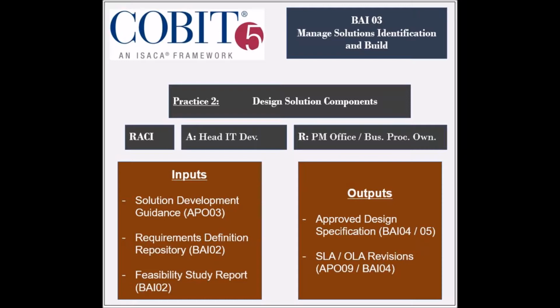The practice receives several inputs that include the solution development guidance from the BAI03 process, the requirements definition repository from the BAI02 process, and the feasibility study report from the BAI02 process as well. It generates two outputs, which are the approved detailed design specification to be used by the BAI4 and 5 processes, and the service level agreement revisions to be used by the BAI09 and BAI4 processes.